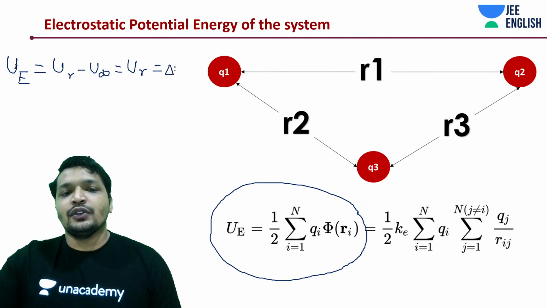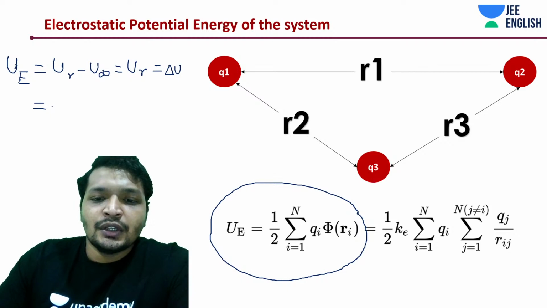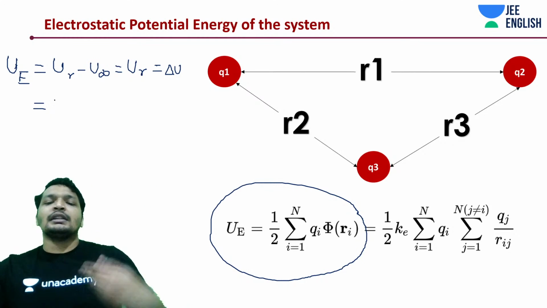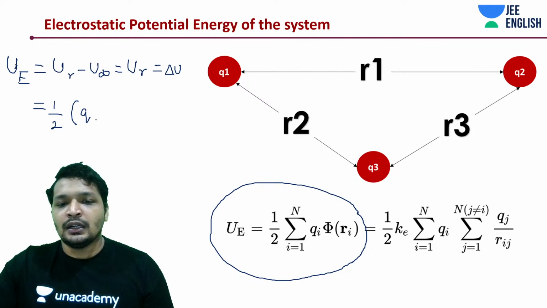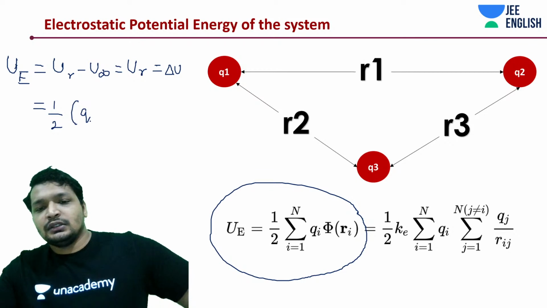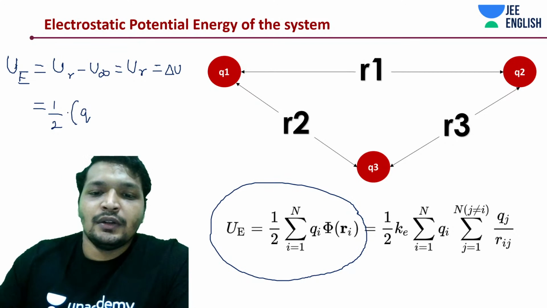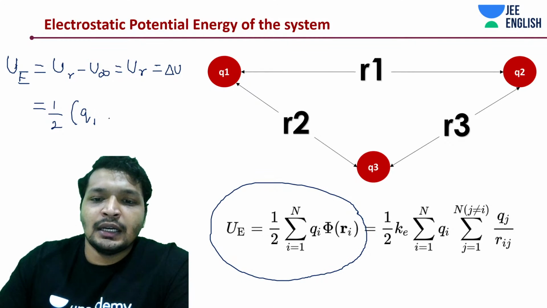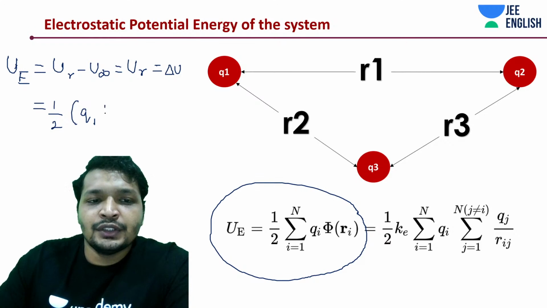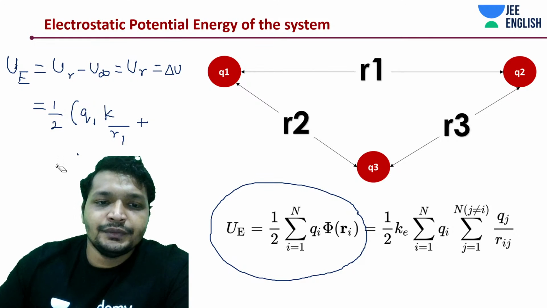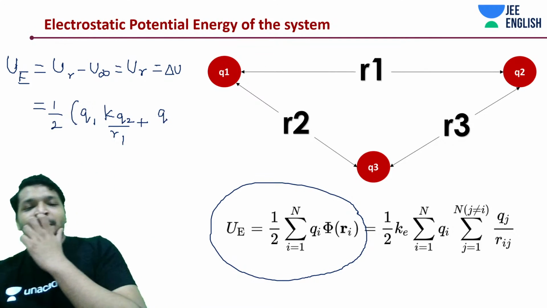This is nothing but delta U. And what is this equal to? Two things will repeat twice, so this is as if writing 1 by 2 Q1. In this case, let's say this is charge Q1, and the potential on it due to charge Q2 is going to be K Q2 by R1. Don't get confused by R1, R2, R3. This is just a mathematical representation.